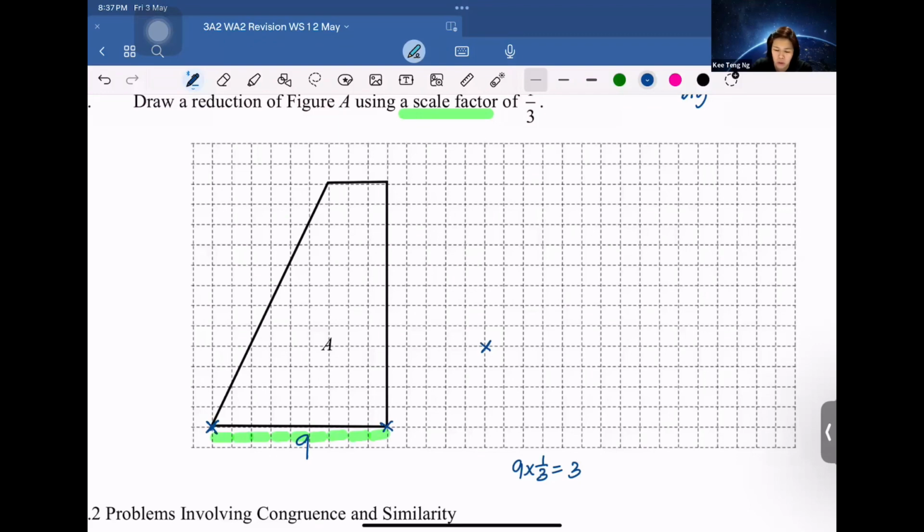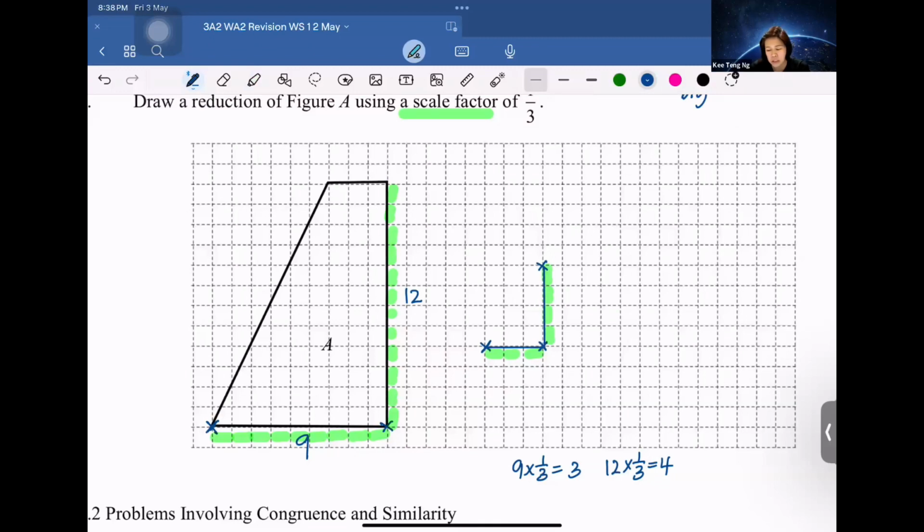So maybe I can just start somewhere here. Then I'll count 1, 2, 3. Okay, and then I'll mark my end point over here. So that is for one end to the other end. Next, let me count my vertical number line over here. This one will be 1, 2, 3, 4, 5, 6, 7, 8, 9, 10, 11, 12. So there are 12 squares over here. Taking 12 times 1/3, that will give me 4. Meaning I'll move up 1, 2, 3, 4 squares over here, and I'll mark this corner.